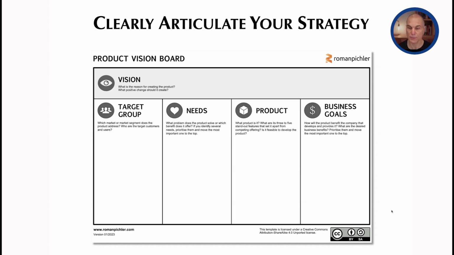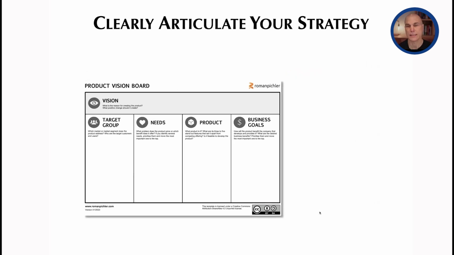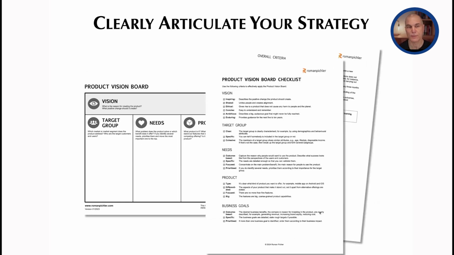And in order to help you with this, I've created a little checklist for the product vision board. If you download the template from our website, you get the product vision board checklist for free. And again, it guides you through the different sections and wants to help you to get your strategy right, in the sense that you've captured it and it's sufficiently detailed, sufficiently specific. So that was the first mistake and how you can avoid or address it. Capture your strategy. That's the first thing.